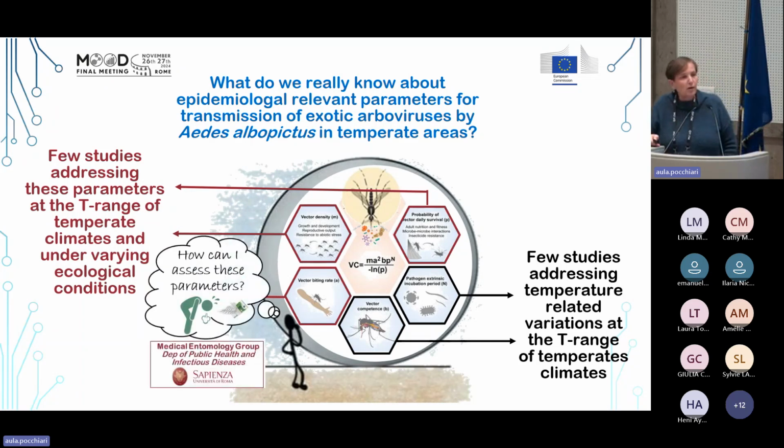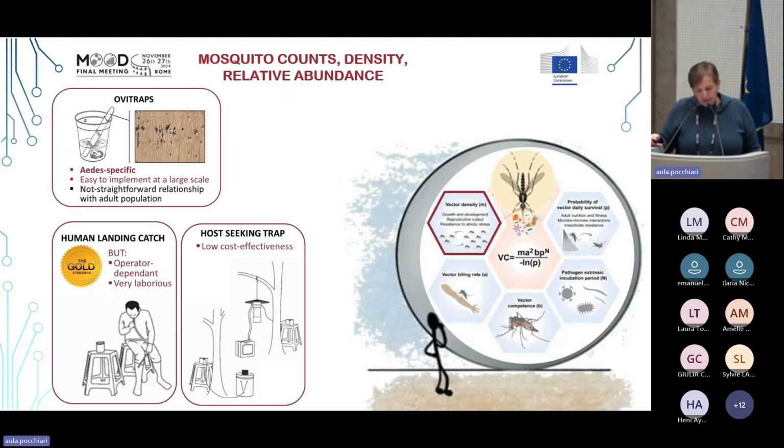So how, as entomologists, can we assess these parameters? I'm going to show a few examples of our work in the medical entomological group of the Department of Public Health and Infectious Diseases at Sapienza University. So first of all, mosquito density, or mosquito counts, or relative abundance.